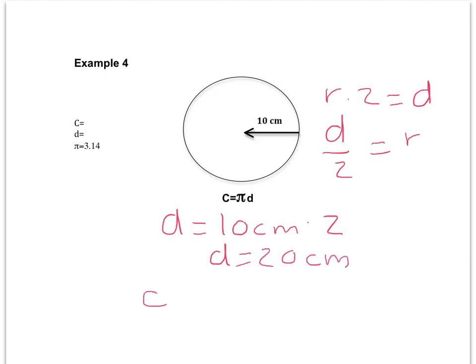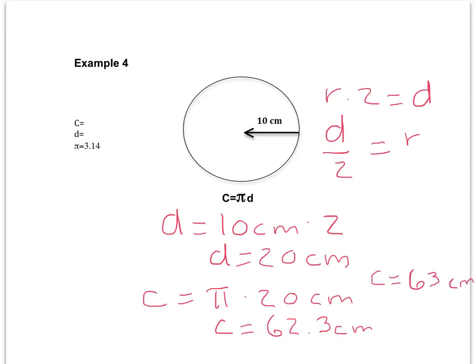So now when we're solving for circumference, we have pi times our diameter, which is 20 centimeters, and our circumference equals 62.3 centimeters. But remember, our radius given to us had no decimal places, so we're going to round up that value, which gives us a circumference equal to 63 centimeters. Again, remember to include our unit of measurement.